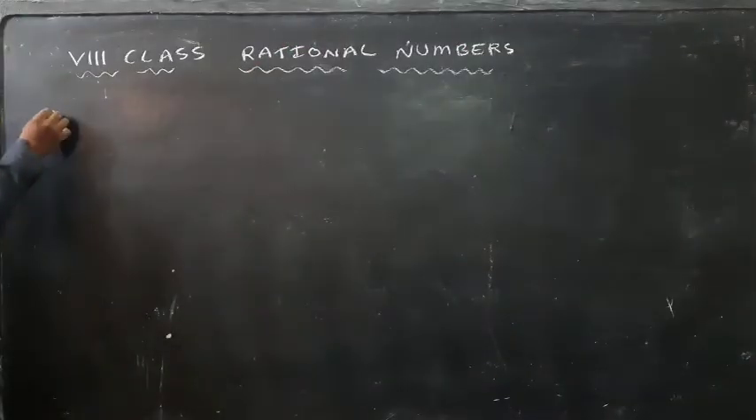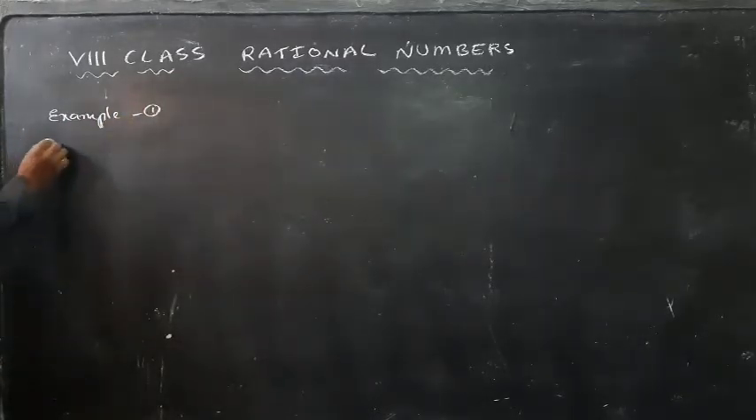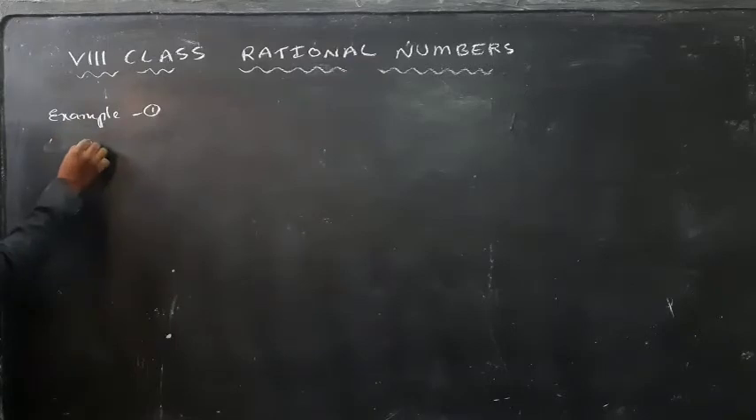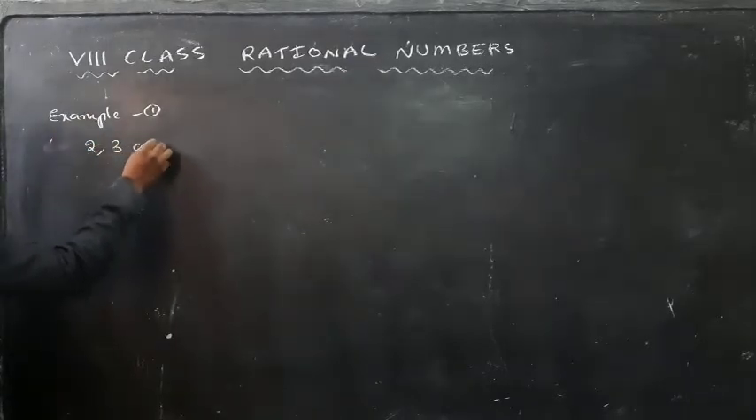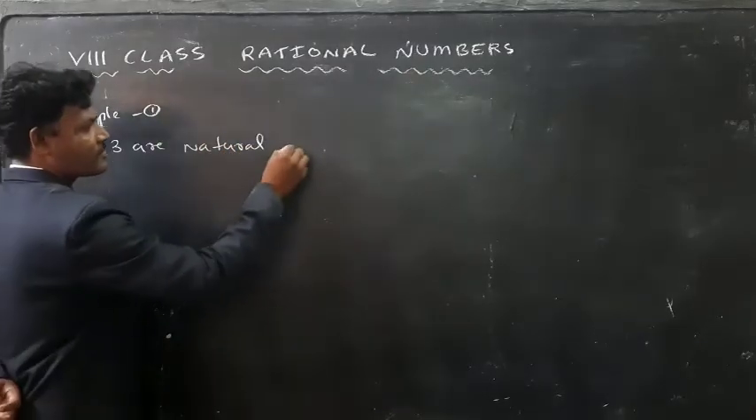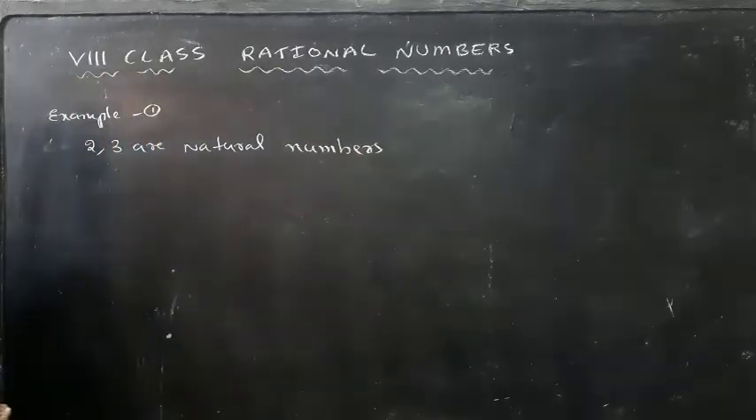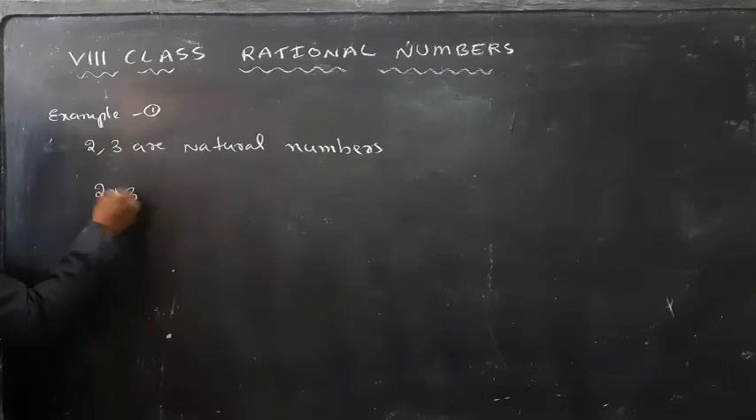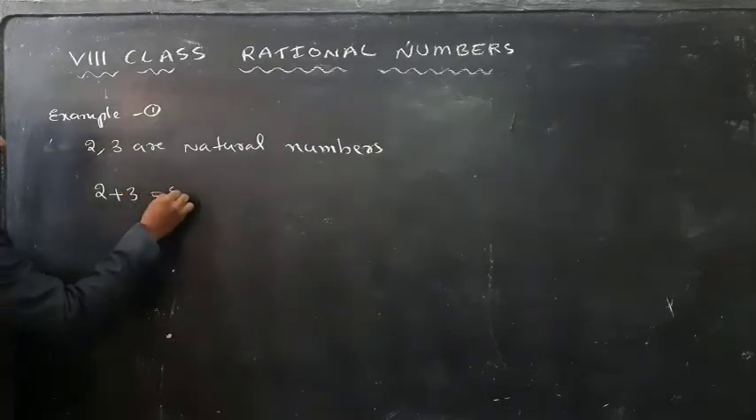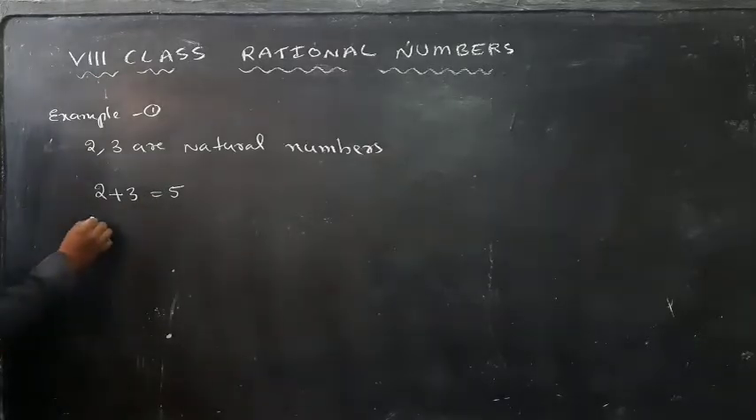Example 1. Let 2, 3 be two natural numbers. What is the value of 2 plus 3? 2 plus 3 is equal to 5. 5 is also a natural number.